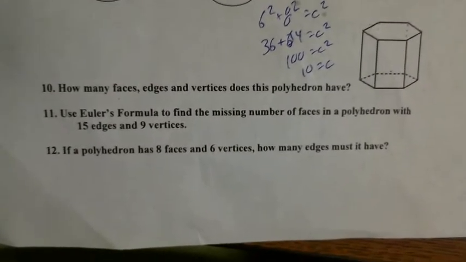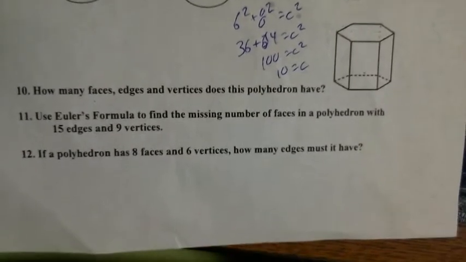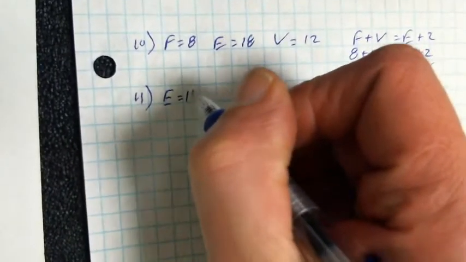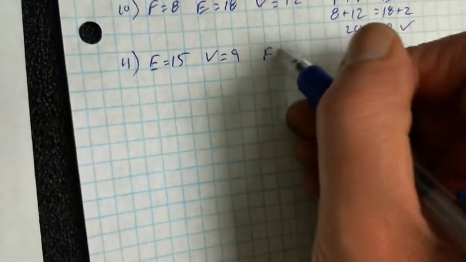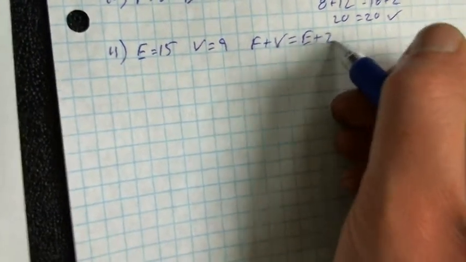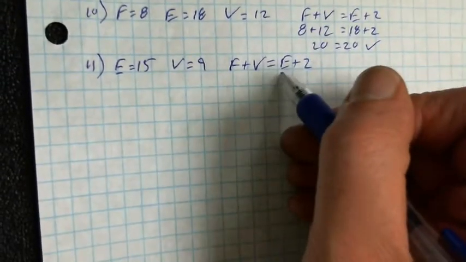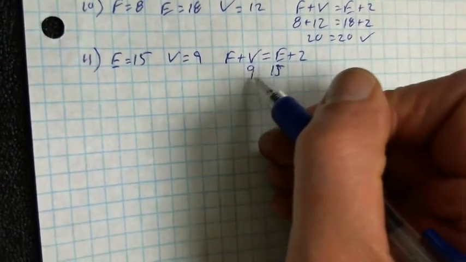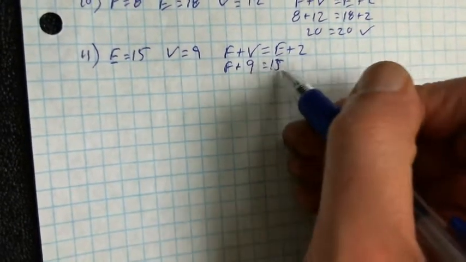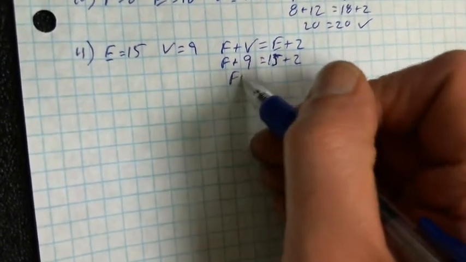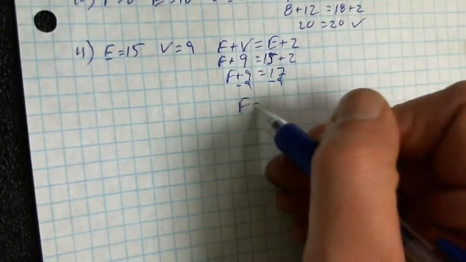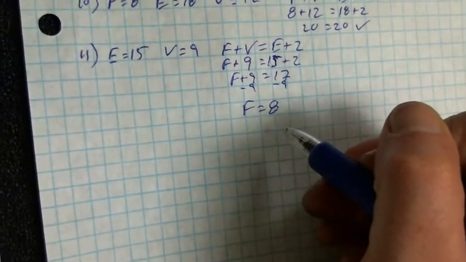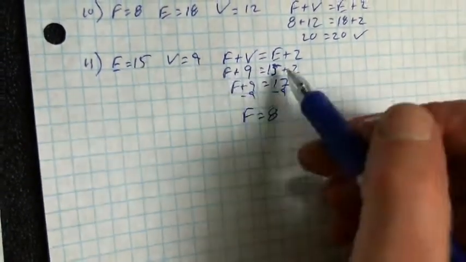Number 11. Use Euler's formula to find the number of missing faces in a polyhedron with 15 edges and 9 vertices. So that's 15 edges and 9 vertices. So faces plus vertices equals edges plus 2. Edges is 15. Vertices is 9. That's F plus 9 equals 15 plus 2. F plus 9 equals 17. Subtract 9 from both sides. There are 8 faces. 8 plus 9 equals 15 plus 2.